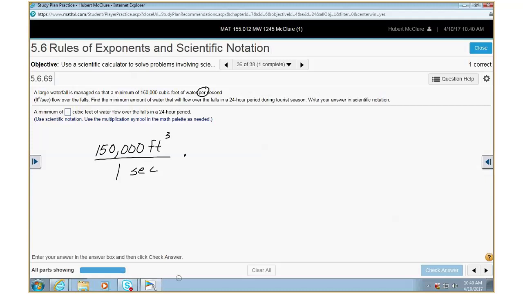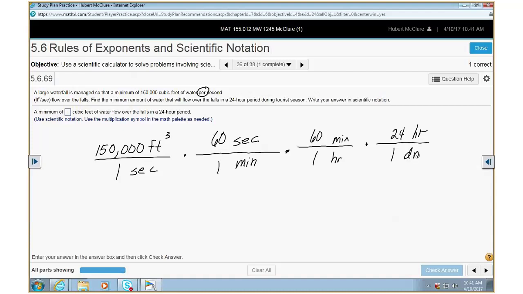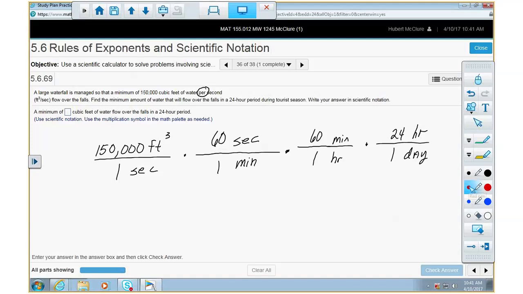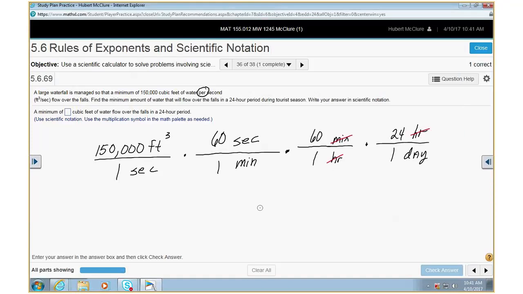Days. Okay? So that means we've got to put seconds on top so we can cancel them out diagonally, right? So how many seconds are in a minute? There's 60 seconds in 1 minute. You've got to change minutes into what? Hours. One hour. And how many hours in a day? Cancel the hours, cancel the minutes, cancel the seconds, and what do you have? Cubic feet per what? Day. So now all you've got to do is the math.